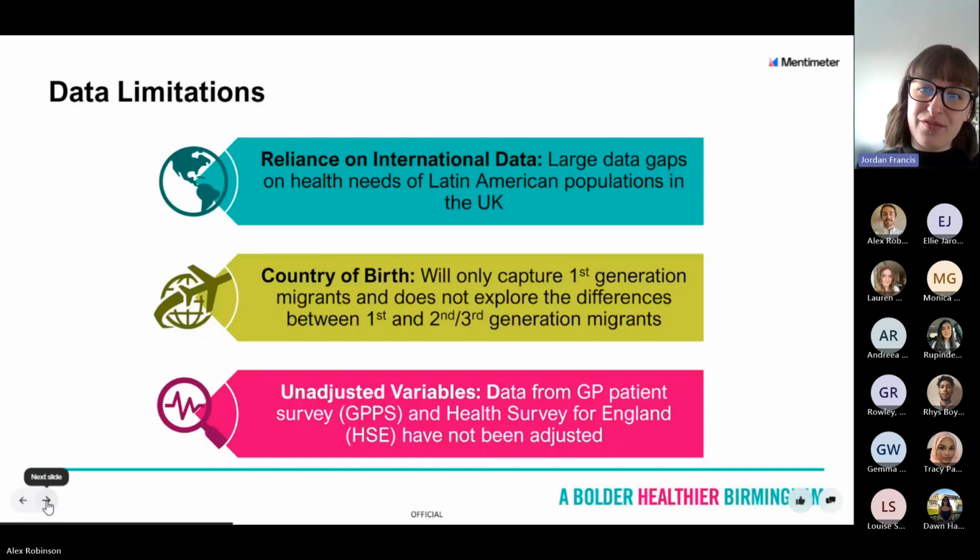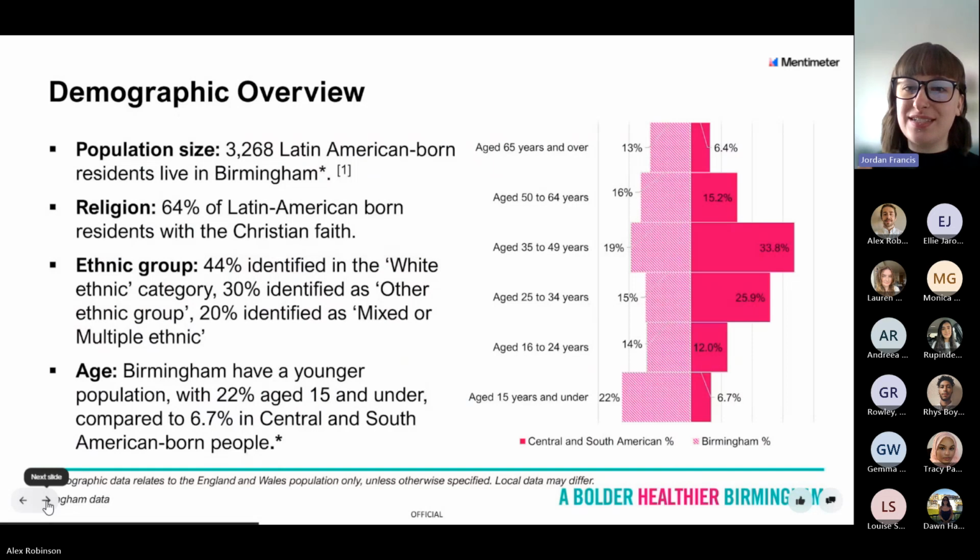So those are some of where we've got the information from and who the population we are defining is in this profile. So we can talk a little bit about who the population is, where they are, and a bit of their geography and demographics. In Birmingham, the population size, according to the census, is 3,268. This is likely going to be an underestimate because we're looking purely at country of birth data, so it isn't going to include anyone that is not a first generation migrant. It's also not going to include Latin American populations that have migrated to the UK but were not born in Latin America.